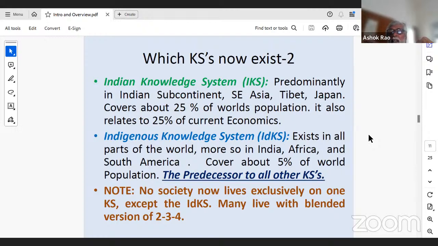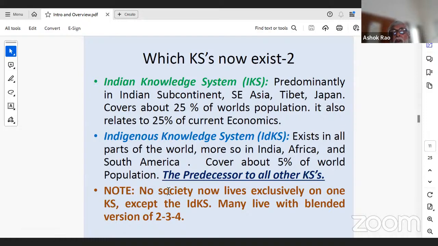There is something which is very interesting. That's the indigenous knowledge system. Exists in all parts of the world, more so in India, Africa, and South America. Covers only 5% of the world population, but this is the predecessor to all other knowledge systems in the world. Which means from these isolated knowledge systems, we all have evolved, developed, consolidated, grouped, and unfortunately, in many cases, we have destroyed the indigenous knowledge system from which we evolved.